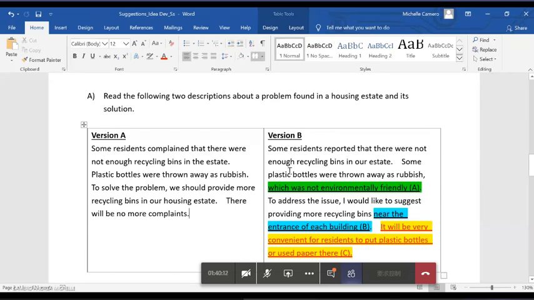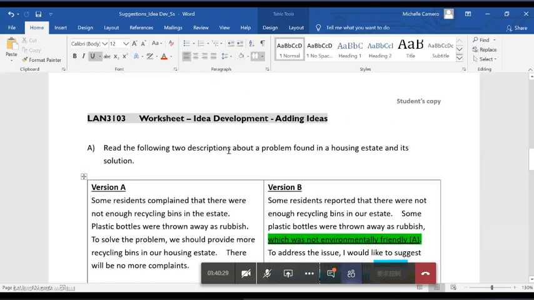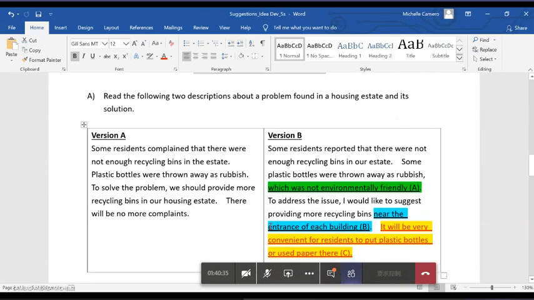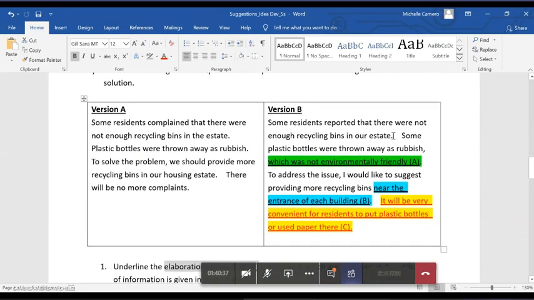All right, so you'll notice that version B has more ideas added, and the added ideas are highlighted and underlined. But there are three different kinds of ideas being added. That's why there are three different colors, and that's why I've lettered them A, B, and C. Because that's what page 2 is about: idea development and adding different kinds of ideas. So here we have: some plastic bottles were thrown away as rubbish, which was not environmentally friendly.